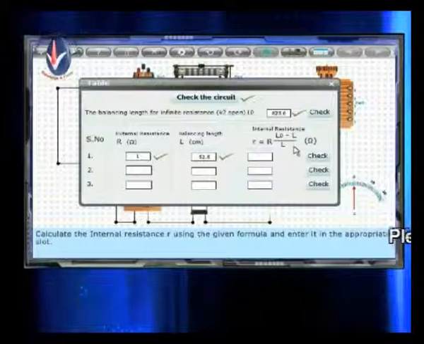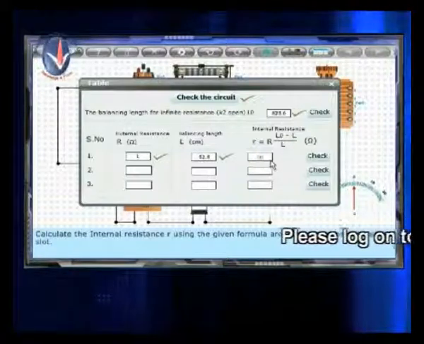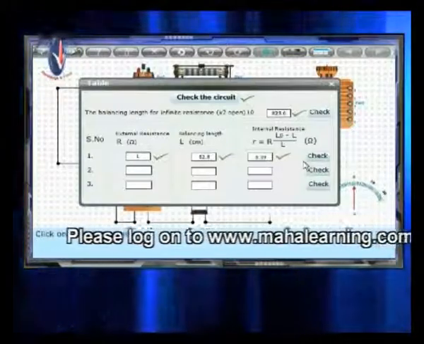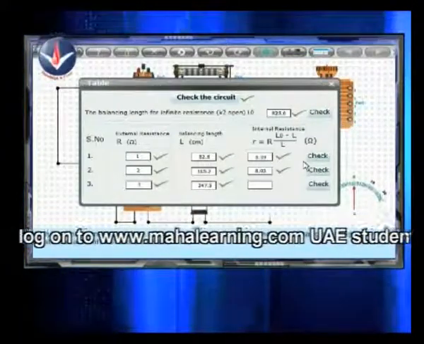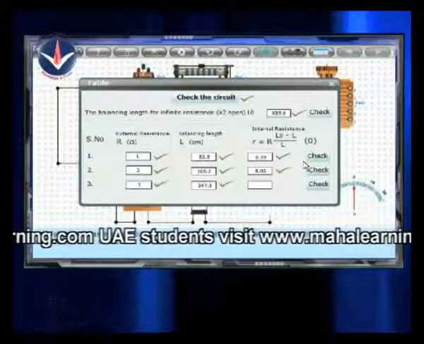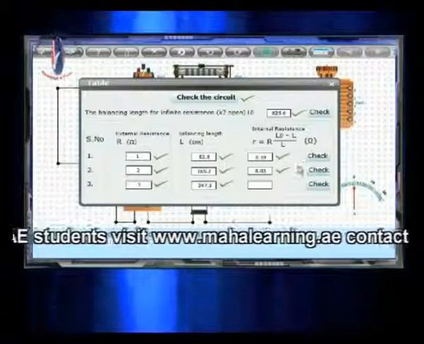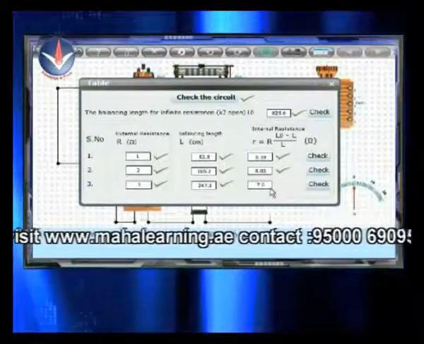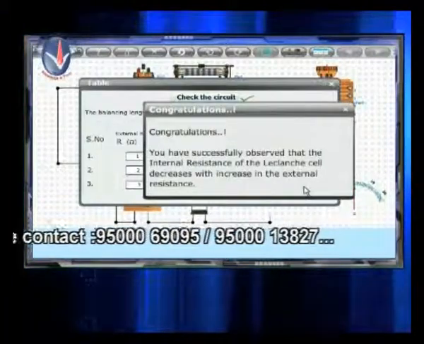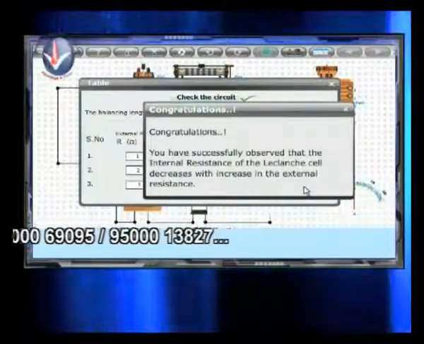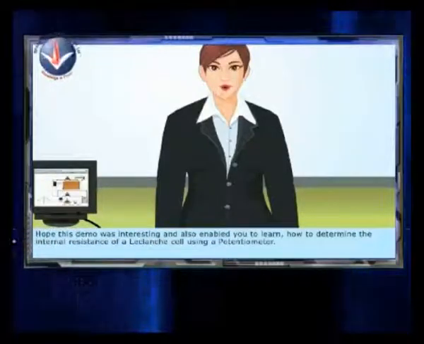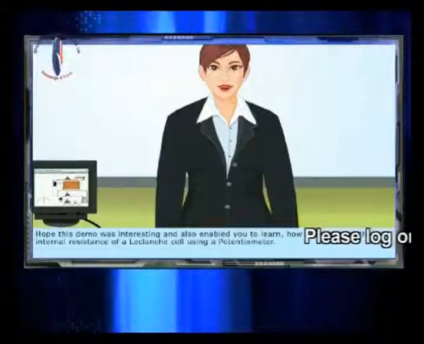Calculate the internal resistance R using the given formula and enter it in the appropriate slot. Click on the check button. Applying the same procedure, calculate the internal resistance R by changing the known resistance as 2 ohms and 3 ohms. In this screen, we are about to submit our last entry in the table. Click on the check button. Hope this demo was interesting and also enabled you to learn how to determine the internal resistance of a Leclanché cell using a potentiometer.